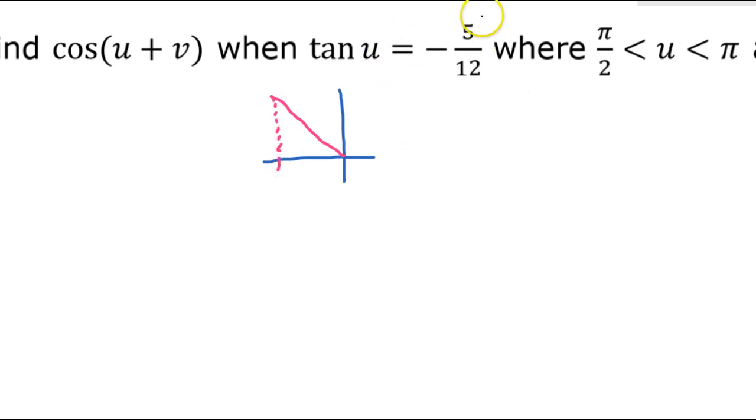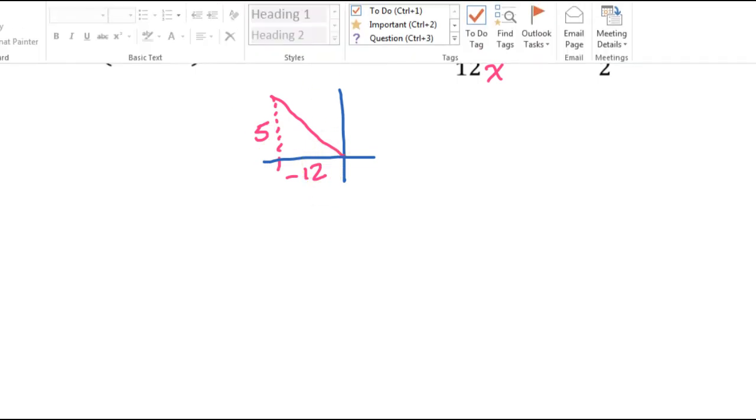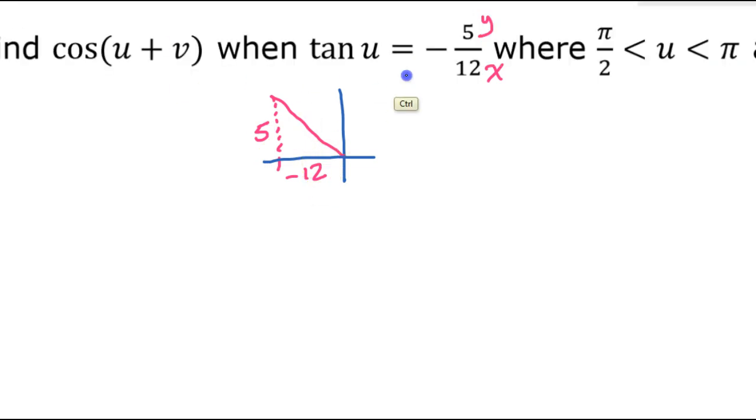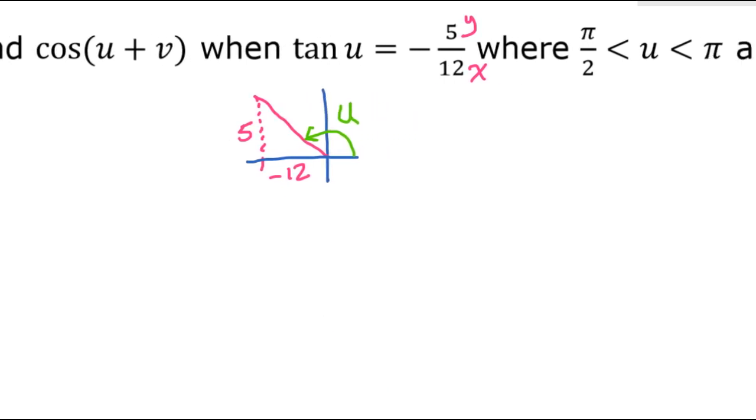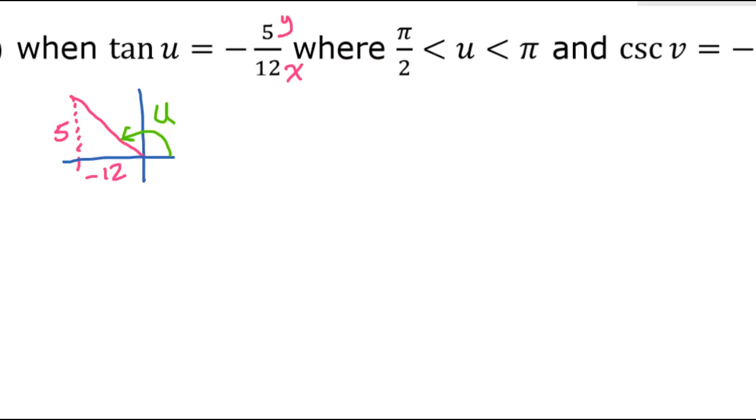Tangent is y over x. So y is going to be 5 and x is going to be negative 12. The quadrant tells me whether or not they will be positive or negative. So this is a nice little picture of angle U. We should label it really clearly so there's no question. Don't forget this is problem number 17, even though it's off the screen, because this problem is very stretched out.